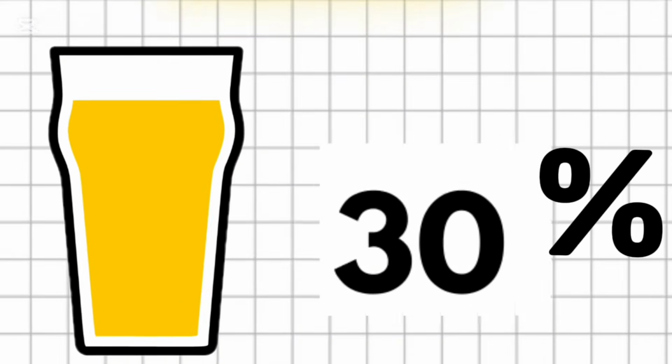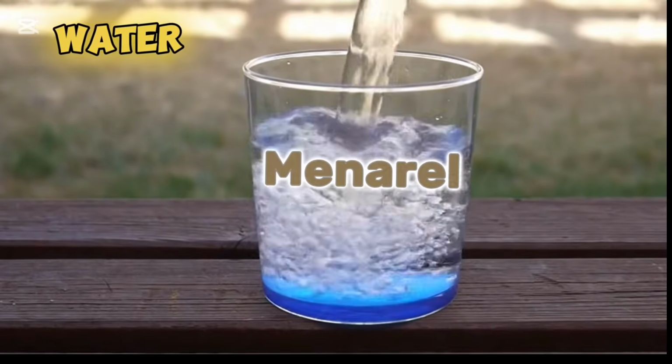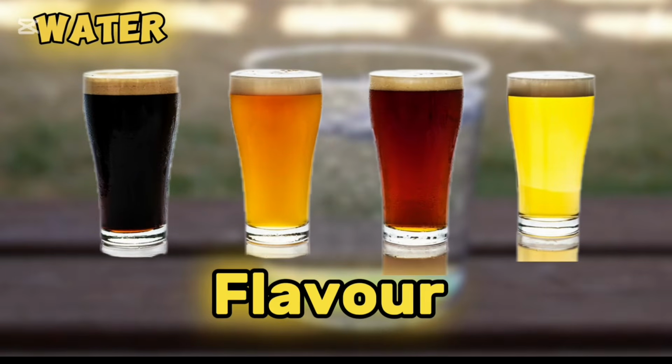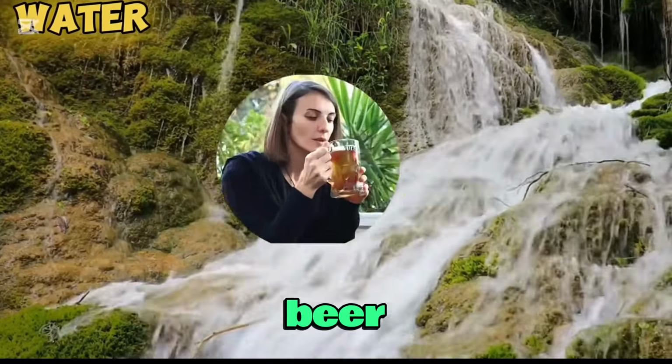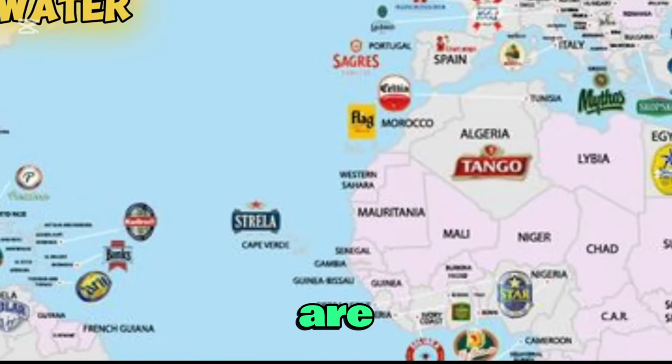Water. About 90% of beer is water, and the mineral content of water greatly affects the flavor. Different water sources influence how beer tastes, which is why certain regions are known for their beer.